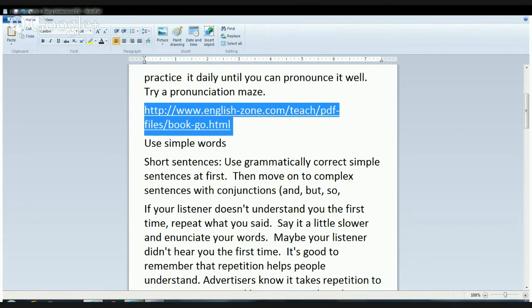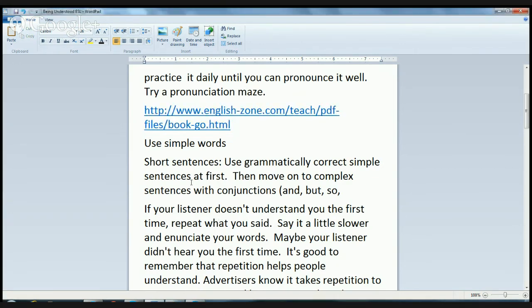Good. Okay, so that's one thing you can do to improve your pronunciation. All right, my next suggestion is this: use simple words. I'm going to go back to this slide. You're going to use simple words. Now you'll find that in most languages there's a simple word for something, and then there's a more complex synonym for that same word.